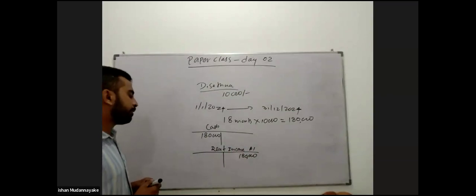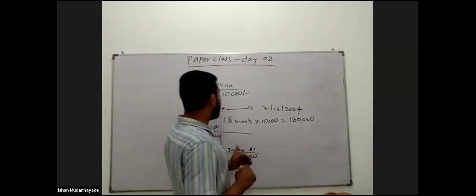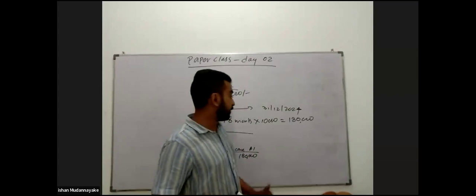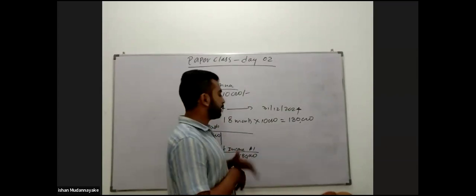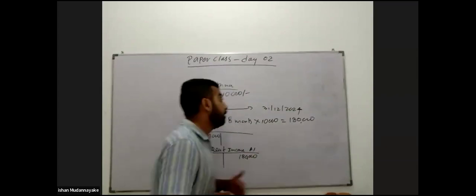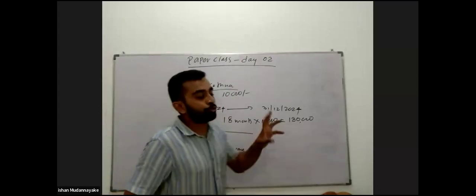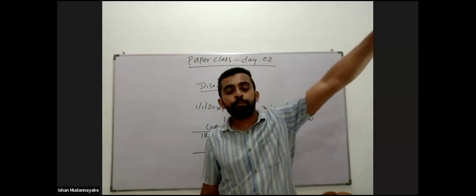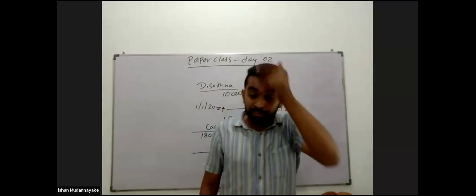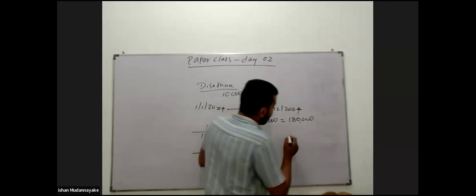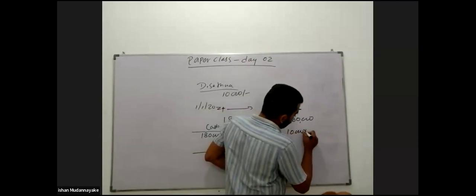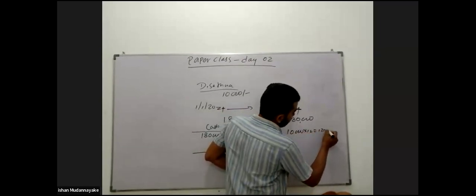Cash book debit, rent income credit. If you collected 18 months' rent, what's the entry? Cash book debit, rent income credit. But according to the accrual concept, you need to recognize the relevant income for the period. Relevant amount for the period, how much? 10,000 into 12, 120,000.